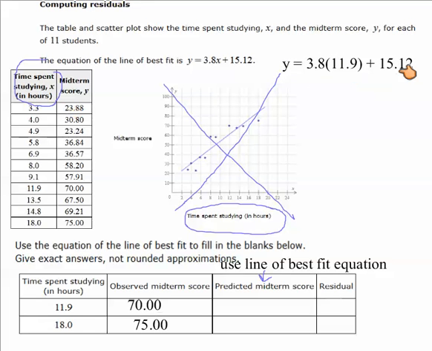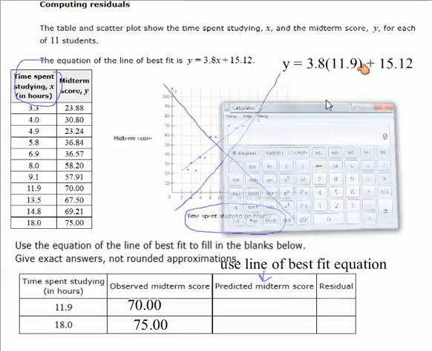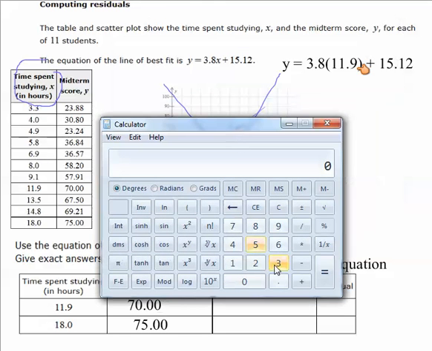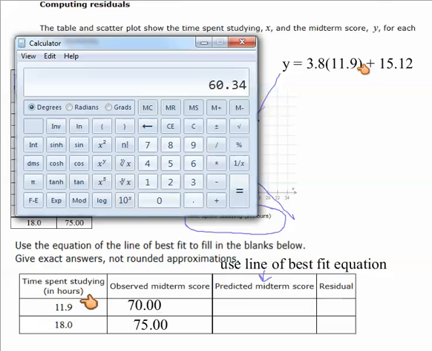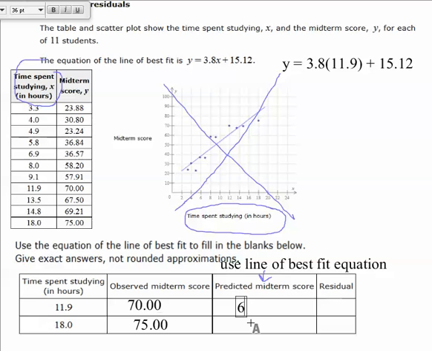So notice we have our equation up here. And so now I'm going to put this in my calculator, and I'm going to figure out what Y would equal when X is 11.9. So can I come up here and get my calculator? I'm going to go 3.8 times 11.9. And then I'm going to add to that 15.12. So we get an answer of 60.34. So according to our equation for our line of best fit, those students that studied 11.9 hours would make roughly a 60.34. So I'm going to put that right here in my predicted value.